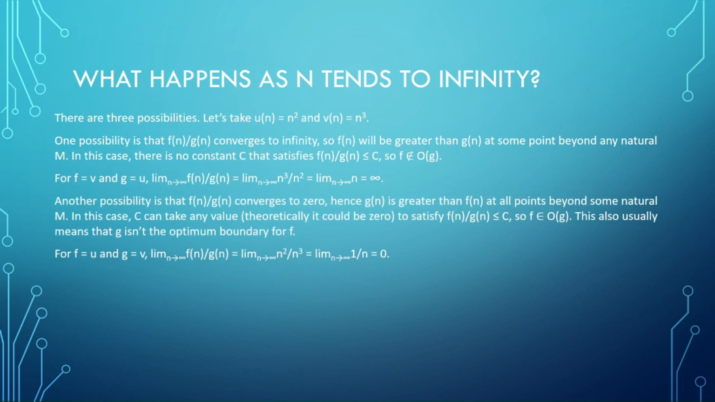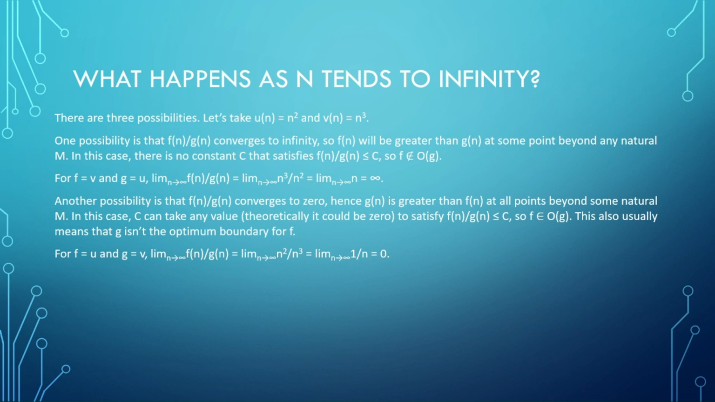Another possibility is that f of n over g of n converges to 0, hence g of n is greater than f of n at all points beyond some natural m. In this case, c can take any value, so theoretically it could even be 0, to satisfy f of n over g of n being less than or equal to c. So f is of big order g. This also usually means g is quite far from f, so it might not be the optimum boundary.